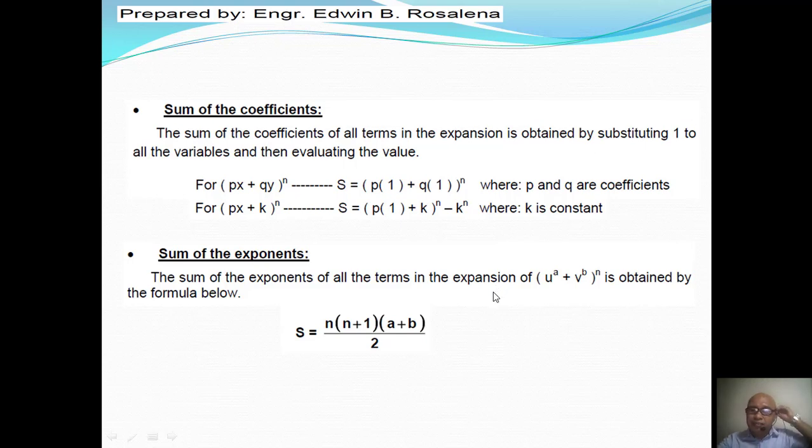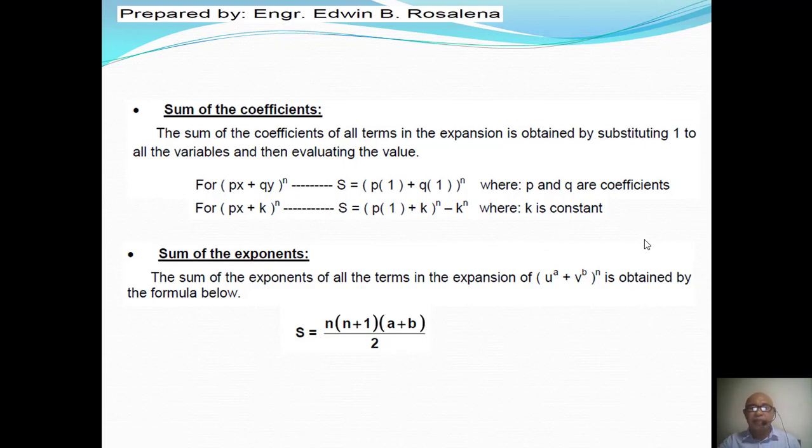Okay. So, ano sa tingin nyo? Ma-memorize nyo kaya? Ibalikan natin. R term yung una. Tapos, sum of the coefficients. Dali lang, no? Substitute 1 and then evaluate. Pag may constant k, yung second term, ito is subtract. Sum of the exponents, we will use this formula. Okay, paki-take note. Gagamitin natin yung formula sa examples natin.